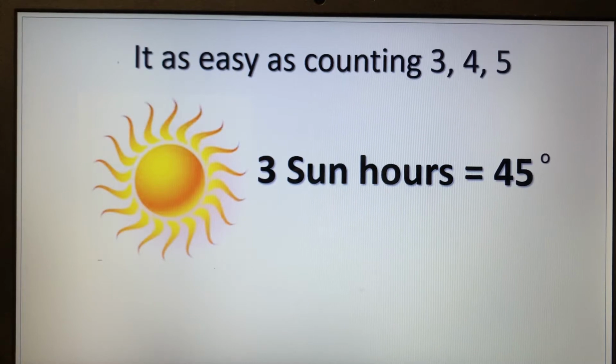It's as easy as counting 3, 4, 5, or 3 sun hours equals 45 degrees. Just keep that in mind. That's one of the big things I want you to remember, that the sun movement is 15 degrees an hour. So we're going to test that 45-degree sector, and we do that at the 3-hour mark.